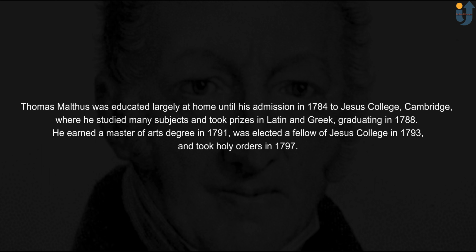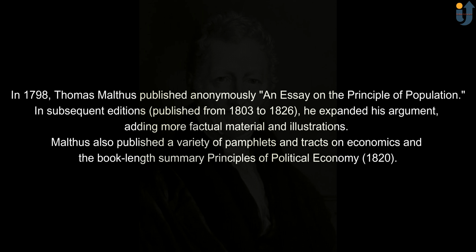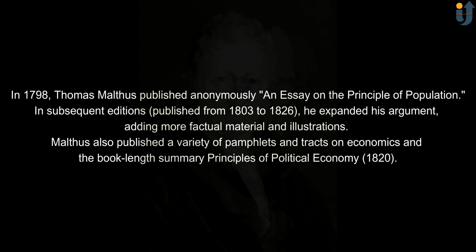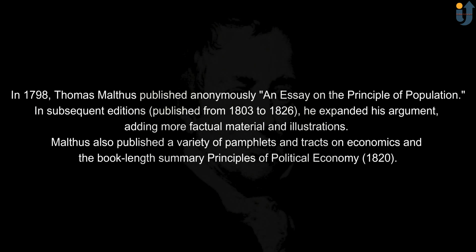In 1798, Thomas Malthus published anonymously an essay on the principles of population. In subsequent editions, published from 1803 to 1826, he expanded his argument, adding more factual material and illustrations. Malthus also published a variety of pamphlets and tracts on economics and the book-length summary Principles of Political Economy in 1820.